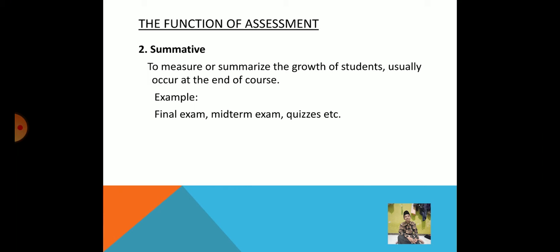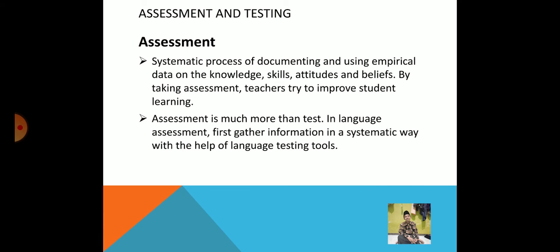The first is to decide the final score of a student in a certain period, then to give an explanation about the ability of the student, and then to know their success in a certain period about the topic. Assessment and testing. Assessment is a systematic process of documenting and using empirical data on knowledge, skill, attitudes, and belief. By taking assessment, teachers try to improve student learning. And then the second definition: assessment is much more than a test.